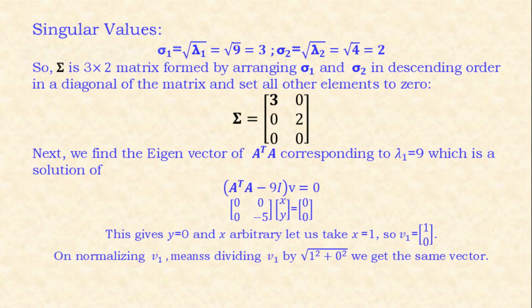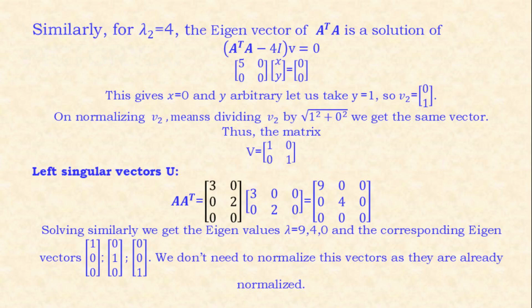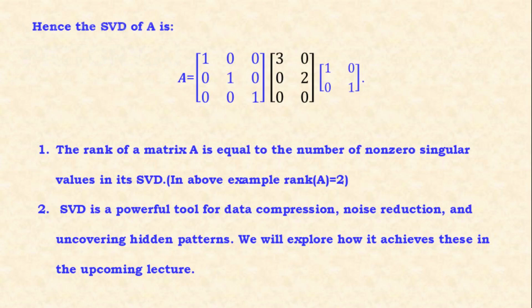The sigma matrix of order 3 by 2 is formed by putting these singular values on the diagonal in descending order. To obtain V, we find the eigenvector corresponding to the eigenvalues. We then normalize these eigenvectors and make columns of V. Now we compute A times transpose of A and repeat the same process. The final result of the SVD process is a matrix expressed in terms of U, sigma, and V.